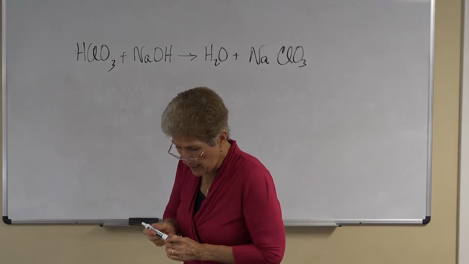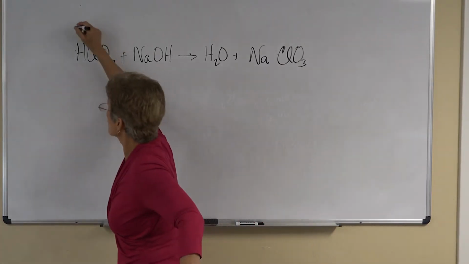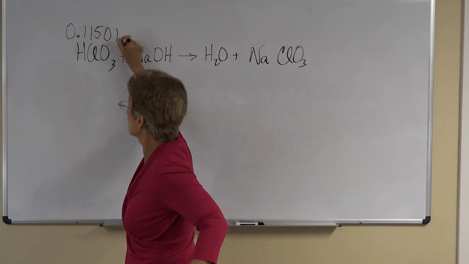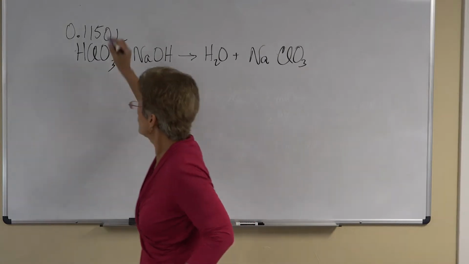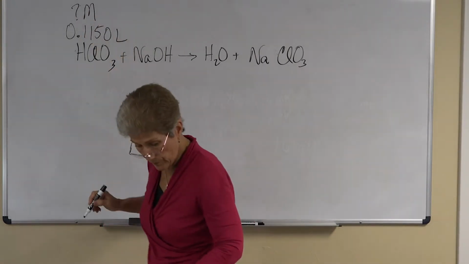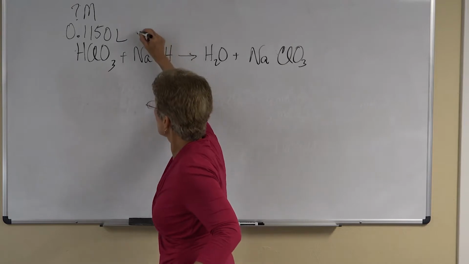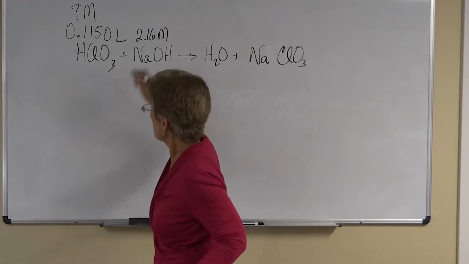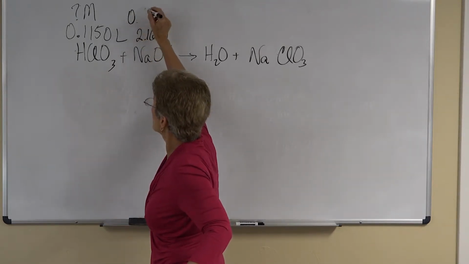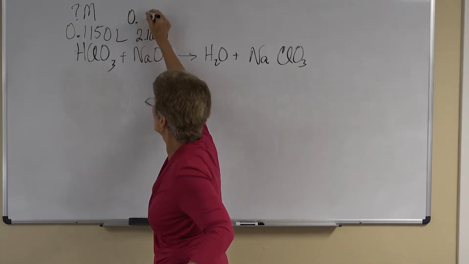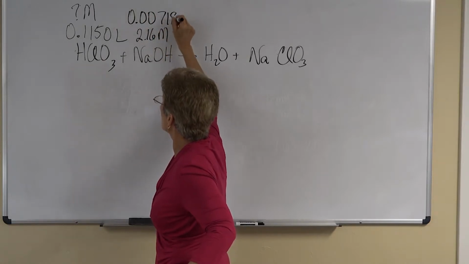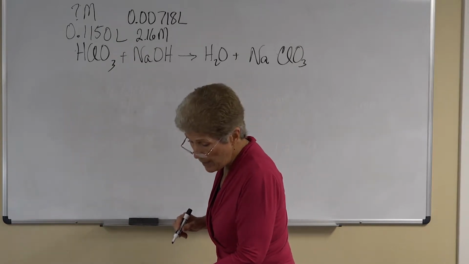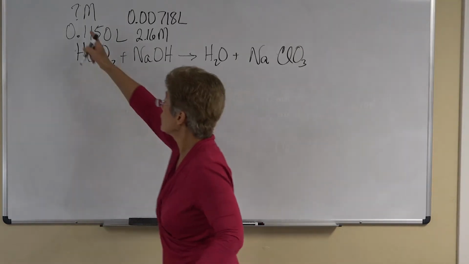All right, now we're going to put in the unknown. We have 115 mils of this, so I'm going to make that liters. 4 significant figures. Unknown concentration. And it's titrated against a 2.16 molar sodium hydroxide. And it takes 7.18 mils. So I'm going to go 0.00718 liters. Okay. So that's the information we're given. And we want to know the concentration of this.